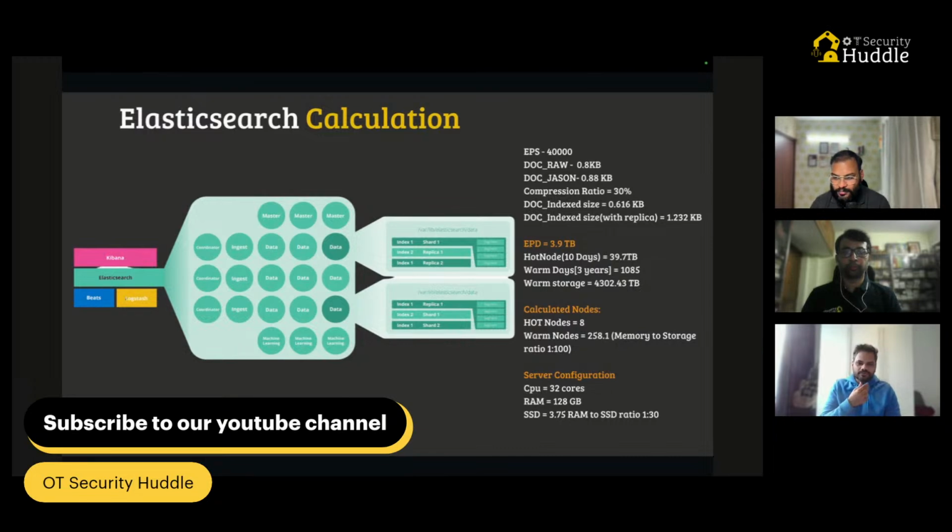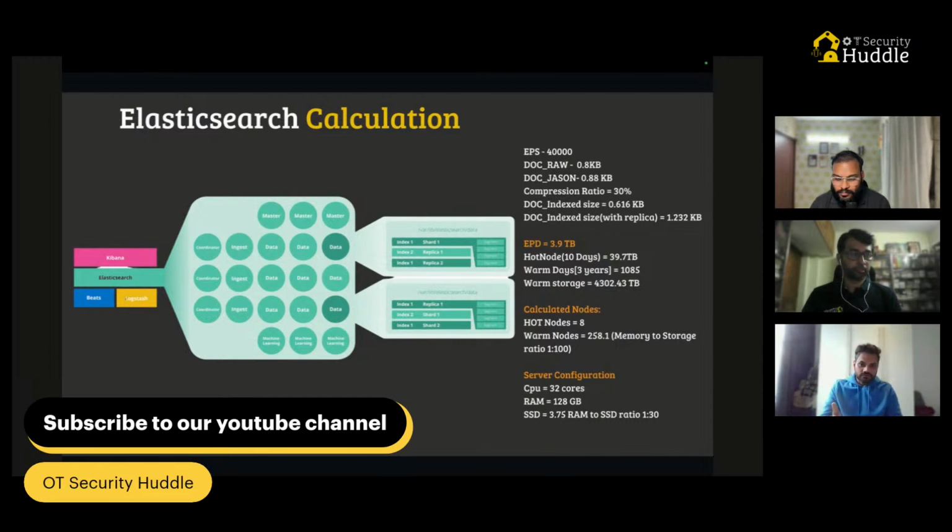So based on this EPS, you can calculate how many TB of data you can generate in a day. If you're generating 40,000 logs per second, including your complete infrastructure, then per day you will generate 3.9 TB. To handle this 3.9 TB of data, if you are storing it for 10 days, you will need 39 TB.